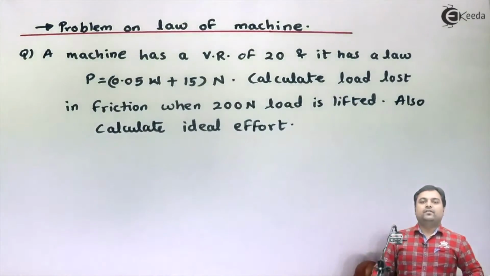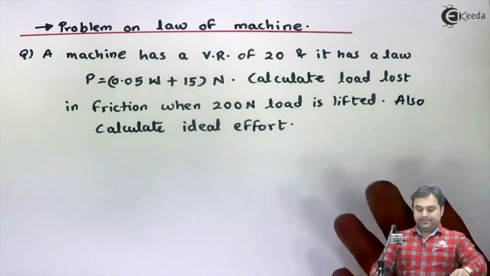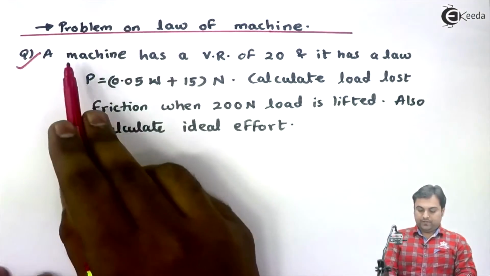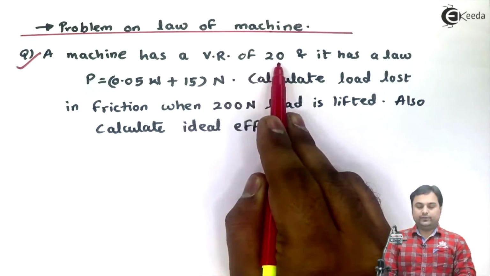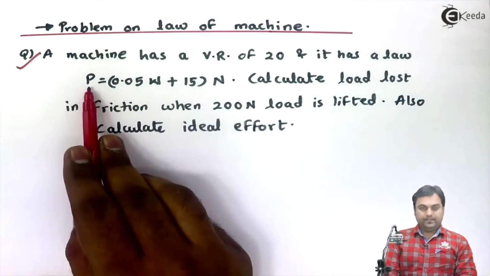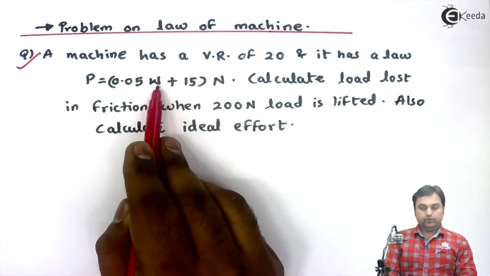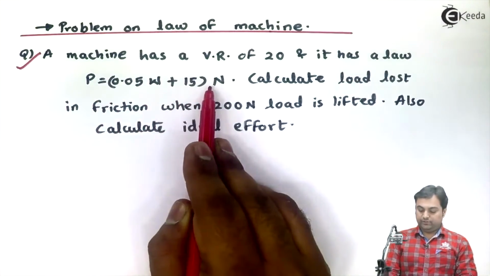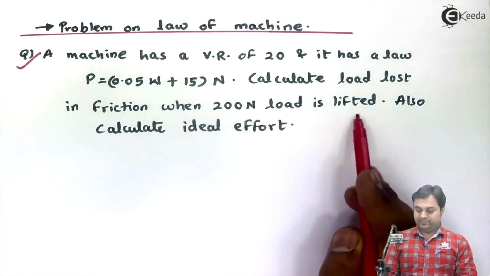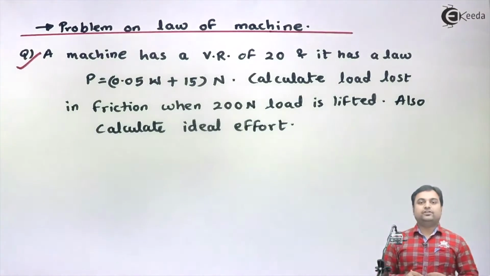In this video, we will see a problem in which law of machine is given. Here we have a question. A machine has a velocity ratio of 20 and it has a law P, which is effort, is equal to 0.05 W plus 15 Newton. Here W is load. Calculate load lost in friction when 200 Newton load is lifted. Also calculate ideal effort. This is the question in front of us.